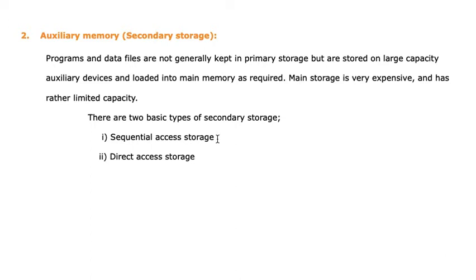A sequential access storage unit is distinguished by the fact that to read one particular record in the file, all records preceding it must also be read. Or, in a direct access storage method, individual records can be located and read immediately without reading any other record. So this is a direct access storage.